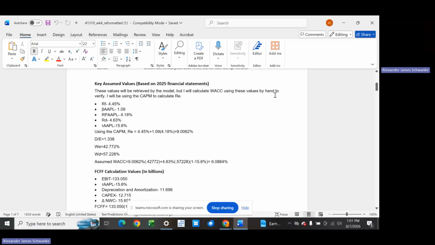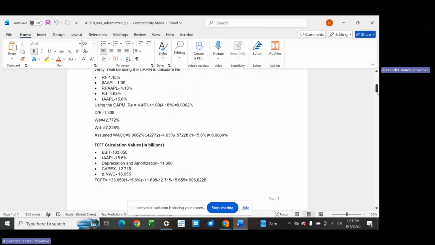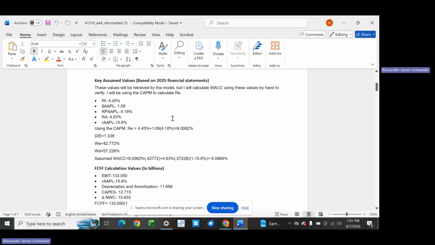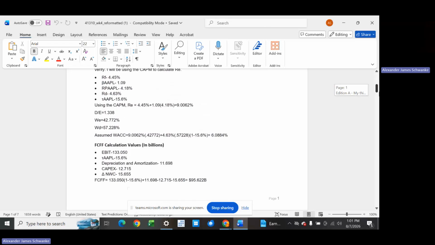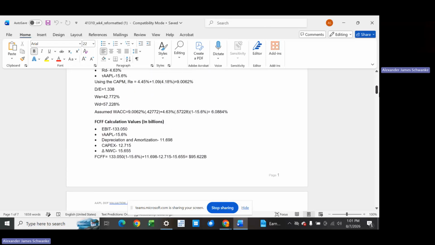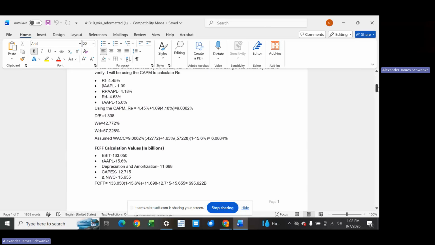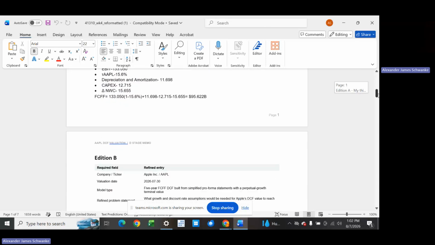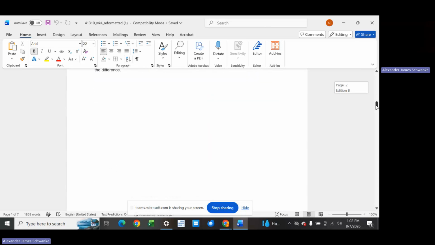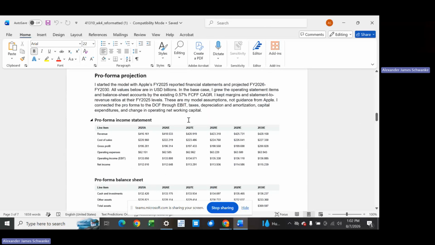Here are some of my key values, and here's how I calculated the FCFF. There's my formula using EBIT times 1 minus tax rate, plus depreciation and amortization, minus capex, minus delta NWC, net working capital. Here are my values that I got from their income statements. Here's my pro forma projection based on those values and based on growth rates.